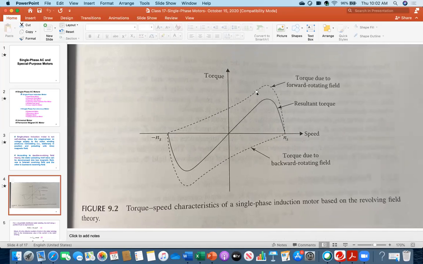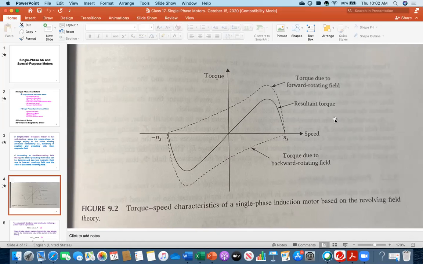The same thing is happening, and I can say this is the torque due to the forward field. And then there is the other one, which is rotating just opposite to this one. And then you see I am connecting point to point, I am summing up. Therefore, this is the 0 position. At the 0 position, the torque value is 0. Just now I explained, this is the resultant curve.